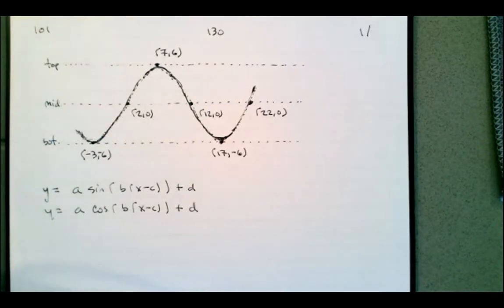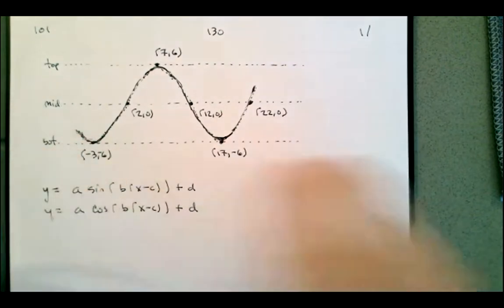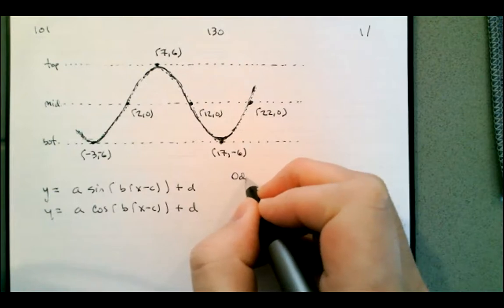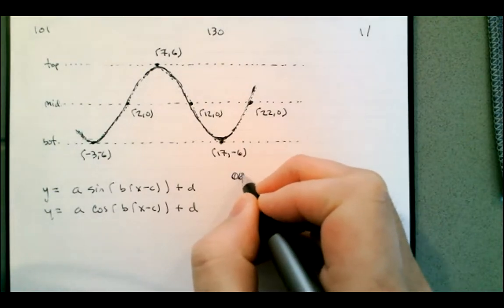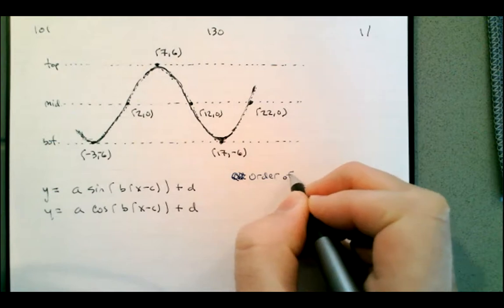So we got the x minus c in parentheses because I want the first thing to happen to the x to be subtracting c. Let's list what happens to the x in the order of operations.